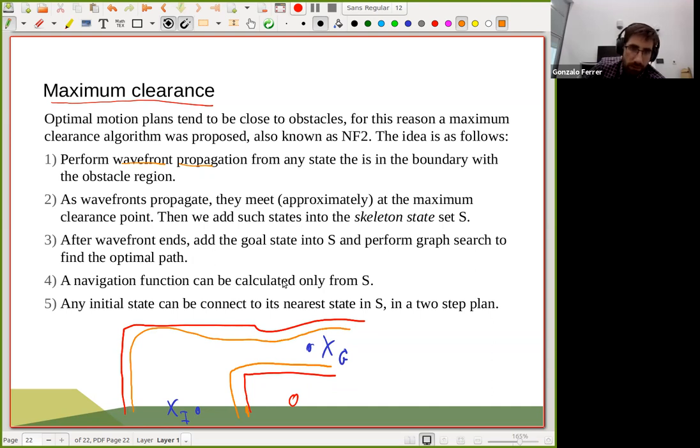Okay, and then we do the same for length 2. We basically do wavefront propagation of all these states here, and then let's do this again like this. Okay, yeah, there's no more things to propagate. I mean, technically, yes, we can propagate things, but what the algorithm is doing is that as waveforms propagate, they meet approximately at the maximum clearance point.